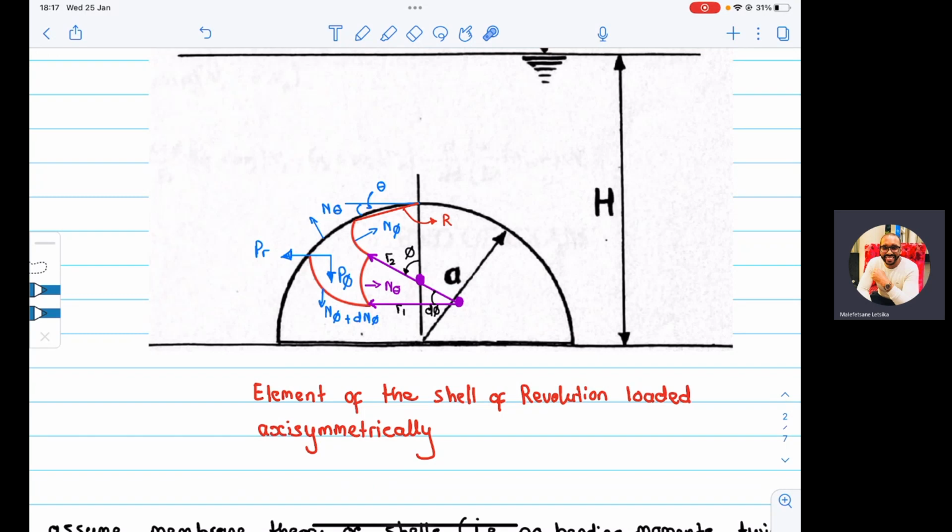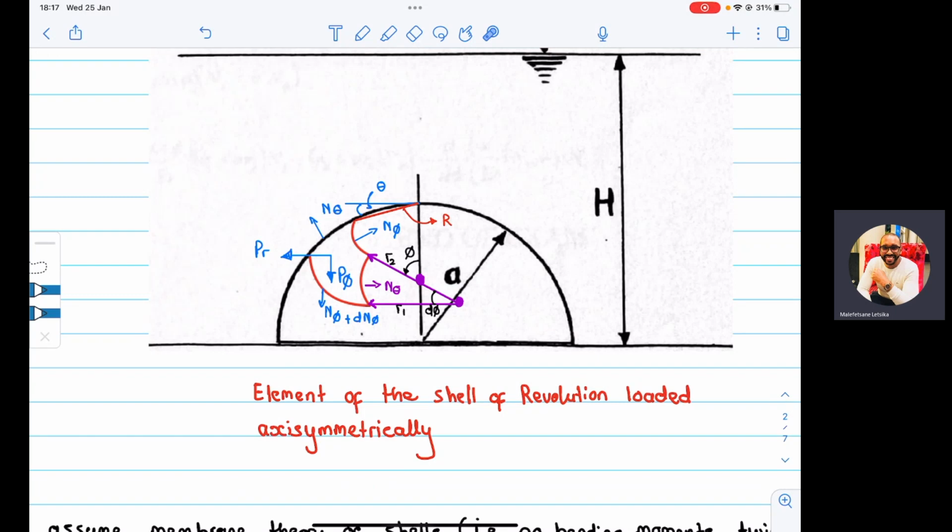If I'm not that clear, of course. Okay, so then we have these two components, PR and P phi. Basically, these are your external loadings, the external loading applied towards the element. So this refers to the components of your external loading.